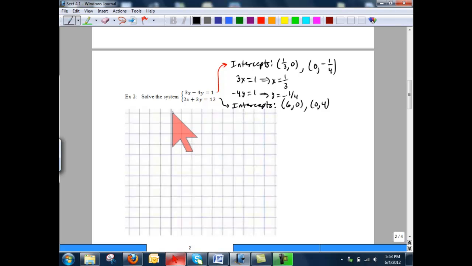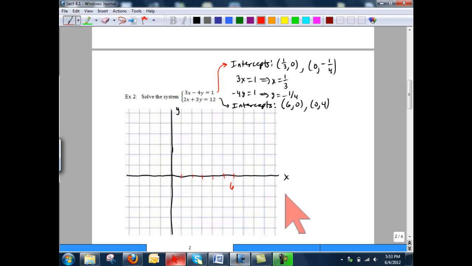Okay, let's draw these graphs. I'll put coordinate axes about here and here. Doesn't matter exactly. And then intercepts. So maybe I'll go 1 square per unit this time. And so 1, 2, 3, 4, 5, and 6. No particular reason for doing that.